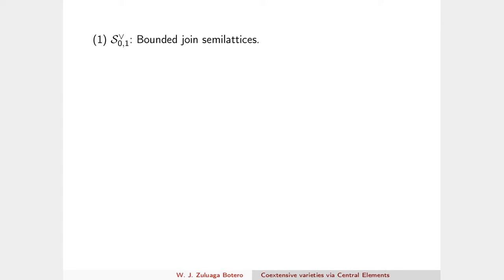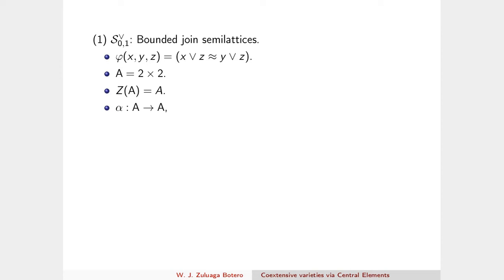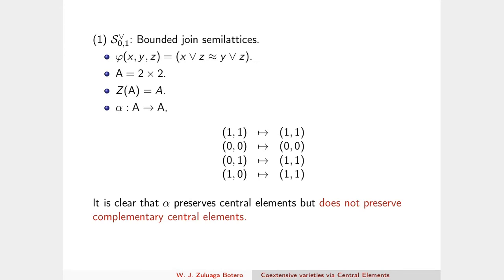So for the first case, we can take the variety of bounded join semilattices, in which this formula here allows us to prove that it is a variety with VFC. If we take A as the product 2 times 2, where 2 denotes the two-element bounded join semilattice, it is clear that the central elements of the algebra are the elements of the algebra itself. And if we consider this homomorphism alpha, this endomorphism, it is clear that alpha preserves central elements but does not preserve complementary central elements.